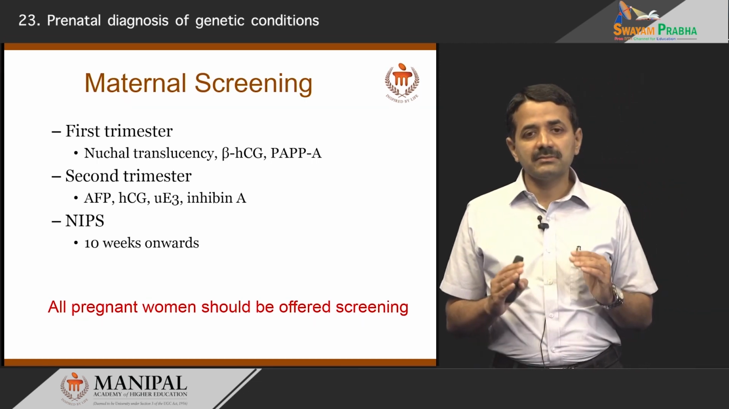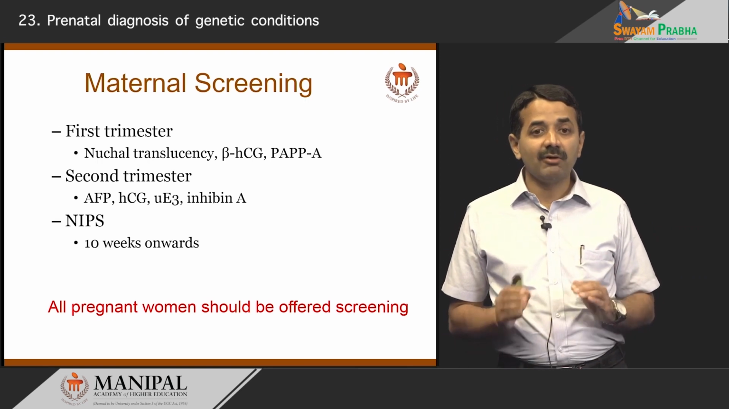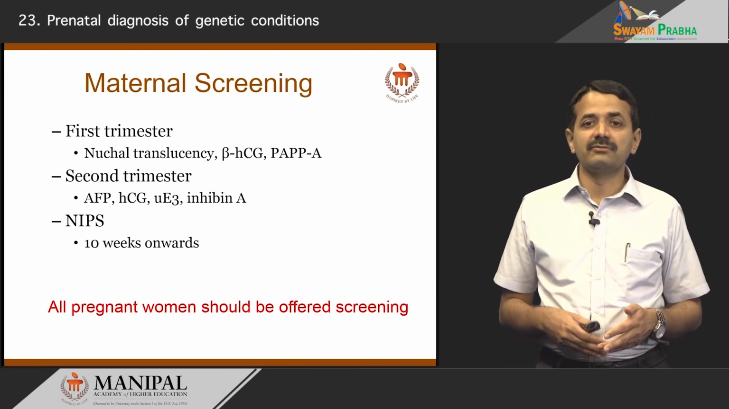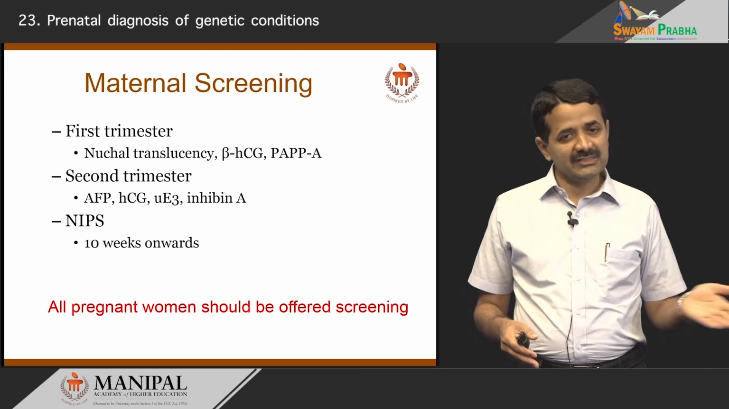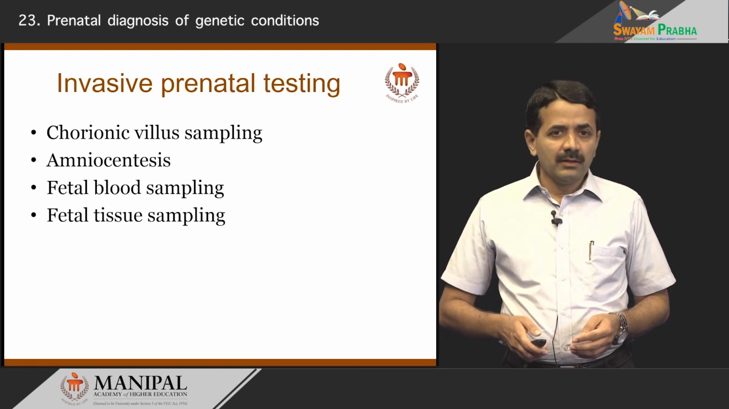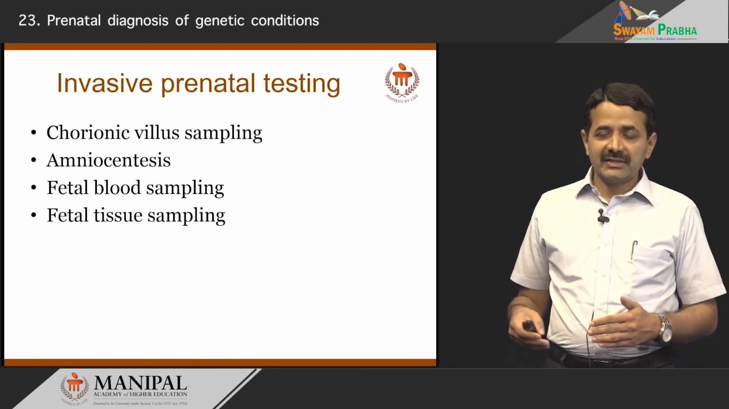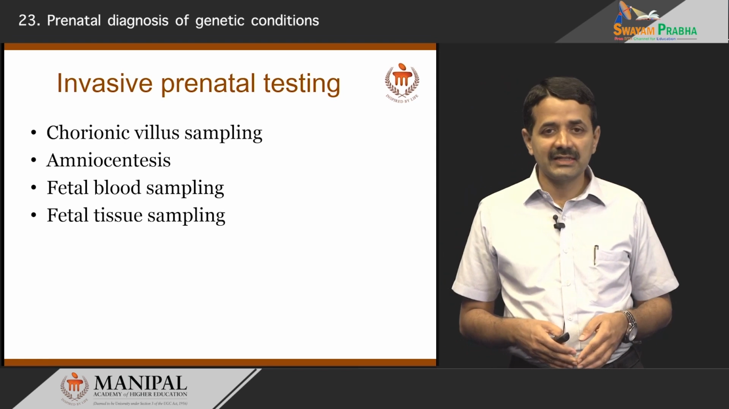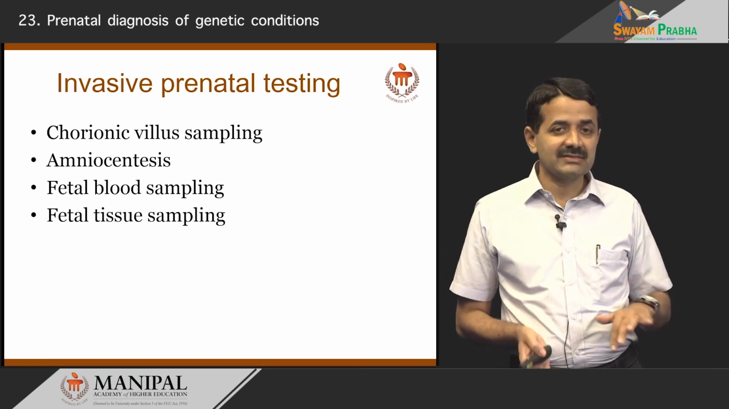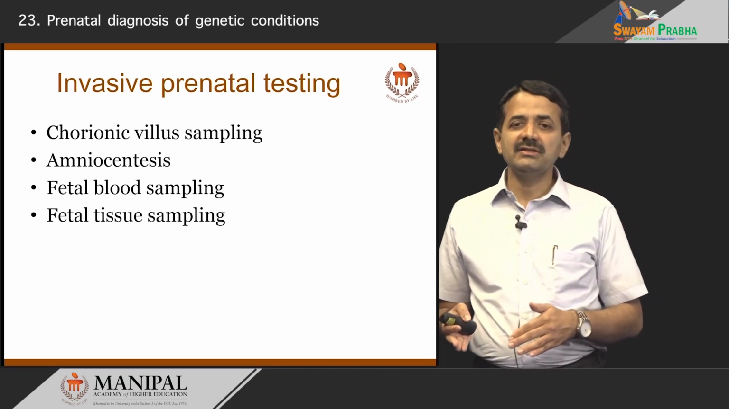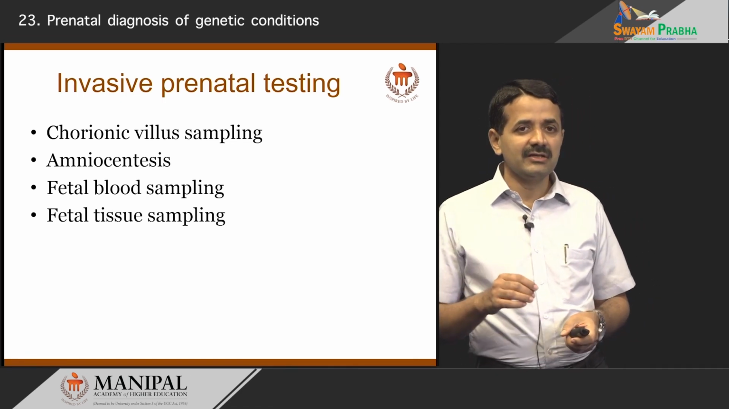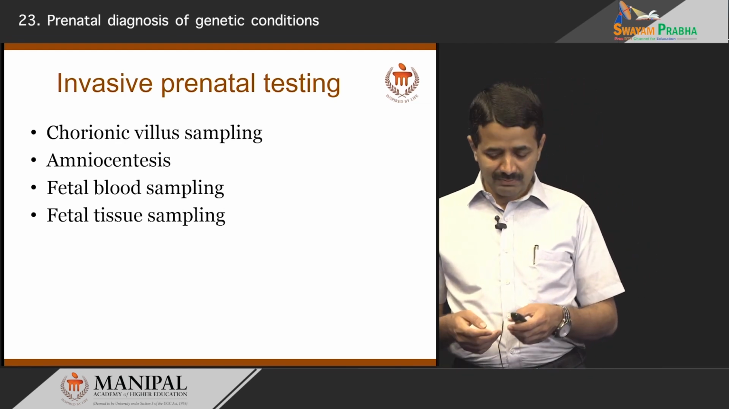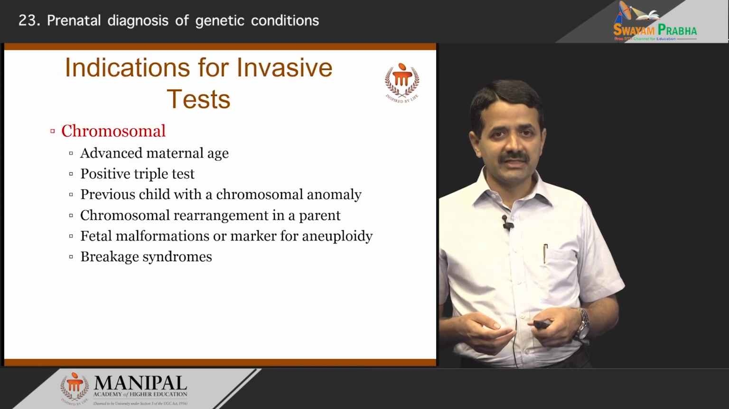In general, all the professional societies recommend that all pregnant women should be offered screening for common chromosomal aneuploidies like trisomy 21, 13 and 18, irrespective of the maternal age. I will now discuss invasive prenatal testing. We have discussed ultrasonography and maternal screening, which includes non-invasive prenatal screening from the mother's blood, as non-invasive testing. Invasive testing involves taking samples from the fetus either by chorionic villus sampling, amniocentesis, fetal blood sampling or fetal tissue sampling. One by one I will discuss them in my slides.